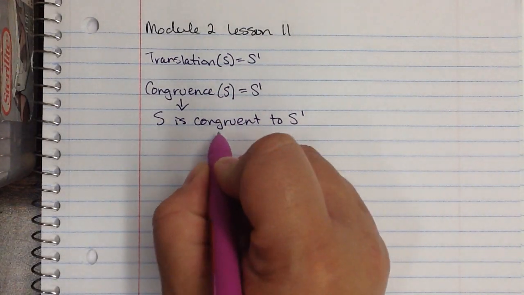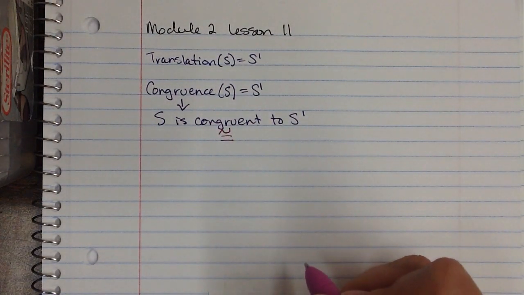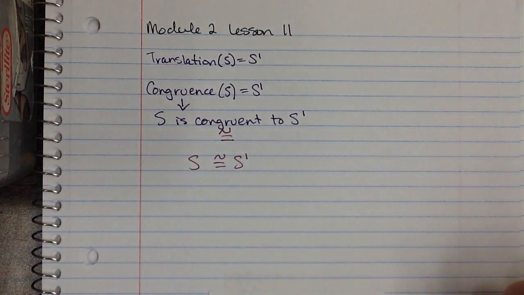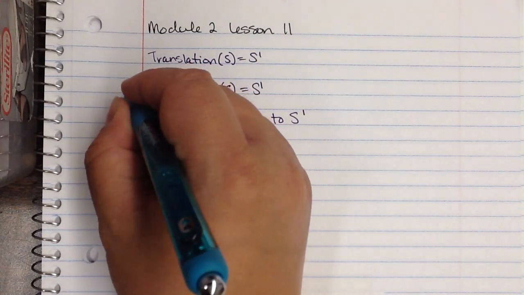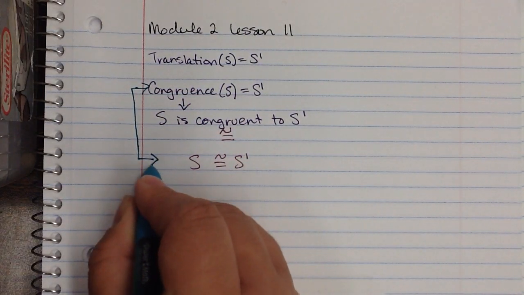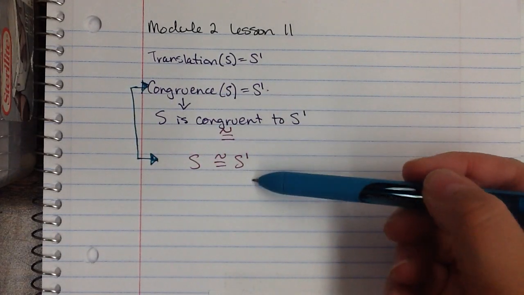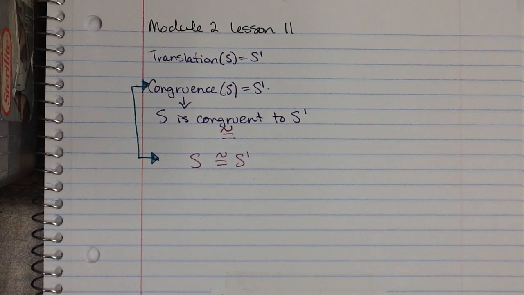The symbol for congruent is an equal sign with a little squiggly line over it. So we could say S is congruent to S prime. So this statement up here is the same as this statement right here. They're just congruent to one another. And so what we're going to do is work on demonstrating that a sequence of basic rigid motions shows congruency.